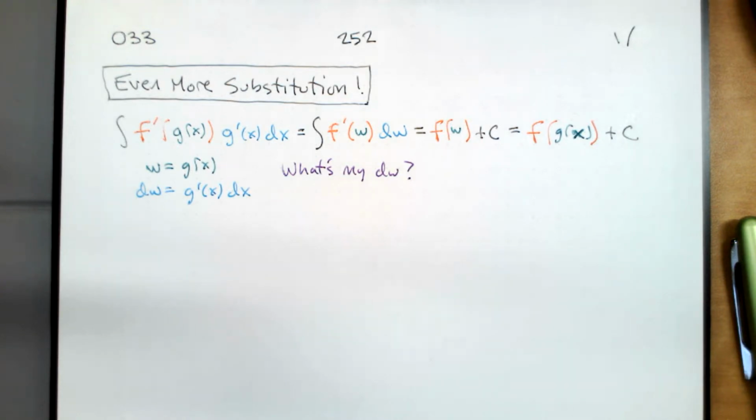The most important question in substitution is, what's my dw going to be? If I want to make the substitution w equals g of x, what else do I need to make that substitution work? That's a mouthful, so I just say, what's my dw? You make your choice for w, and then you figure out what you need for the dw to make substitution work.